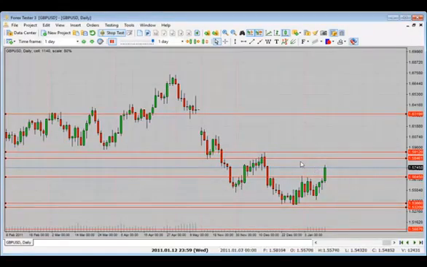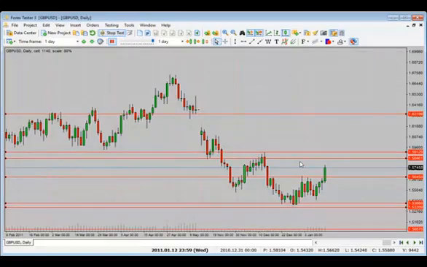So the question is, how do we know if there will be a pullback? First of all, we don't know that there will be a pullback, but I expect a pullback, because the way prices move, generally there are pullbacks. Most times there are pullbacks. So I go in expecting a pullback, but we don't know if there will be one or not.